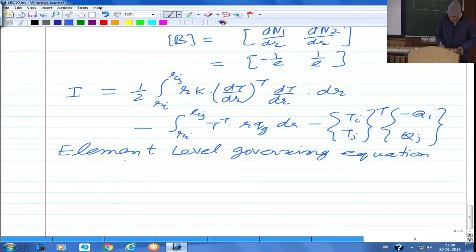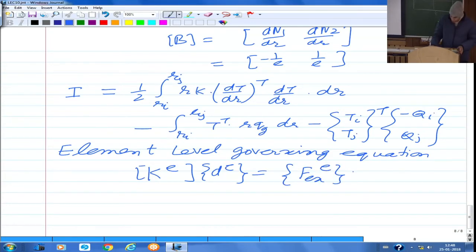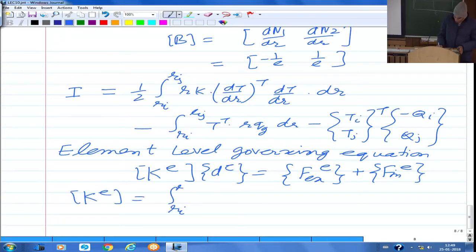Okay. So that is going to be again, the form of the governing equation is the same, that is you will get Ke into dE is equal to F external for the element plus F internal. This Ke is coming from the first term, only difference is where this Ke would be equal to integration from Ri to Rj, and then you have R into K into B transpose into B into dr. So that is your Ke.